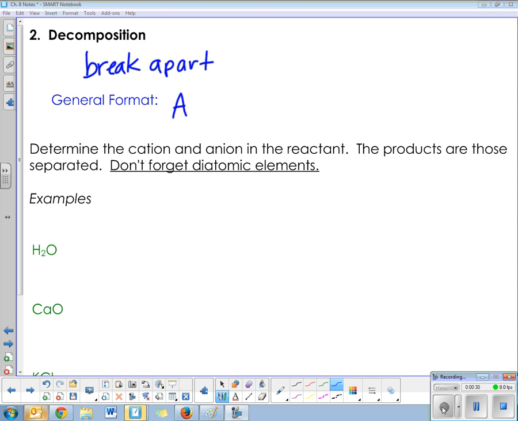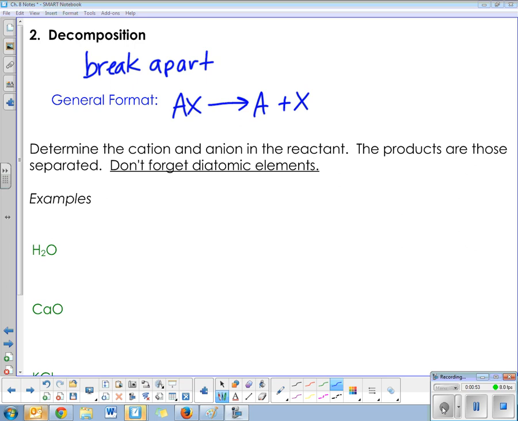So if I have AX, for example, a compound of just elements combined, it's going to be my only reactant. So on the product side, it's going to split into the parts. Another way to think of this is it's the opposite of synthesis. Synthesis was when we had A and X combining to make AX. Now we're just flipping it around.